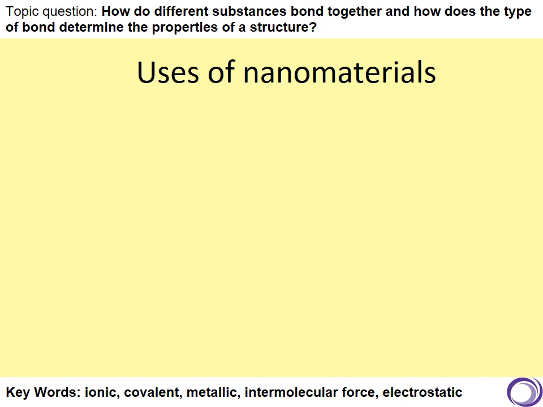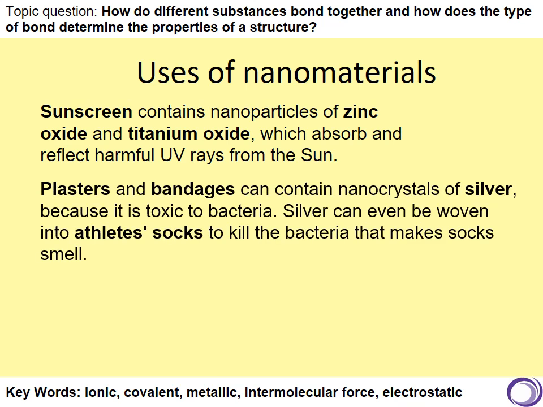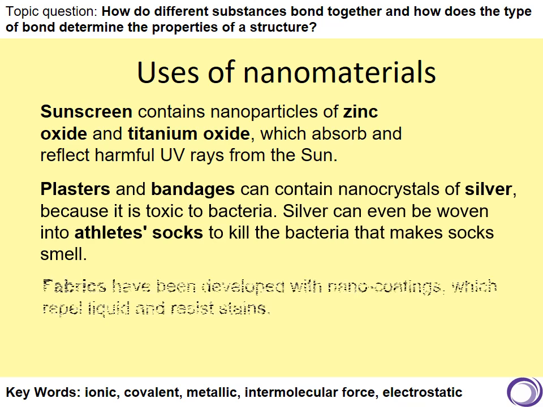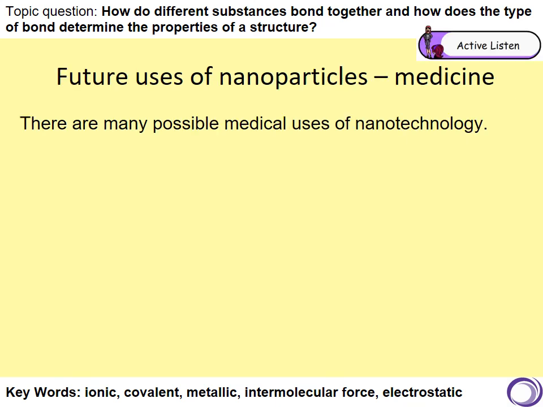So what other uses do we have of nanomaterials? Well, we can use them in sun cream. So zinc oxide and titanium oxide are used in sun cream because they absorb the harmful UV rays from the sun. We can use them in plasters and bandages. And we put nanocrystals of silver in there because it's toxic to bacteria. As you've seen in the previous question, we could also use it in socks. Both of these would kill bacteria and prevent infection. And we can also have fabrics with nano coatings so that they will repel liquid and become stain resistant.